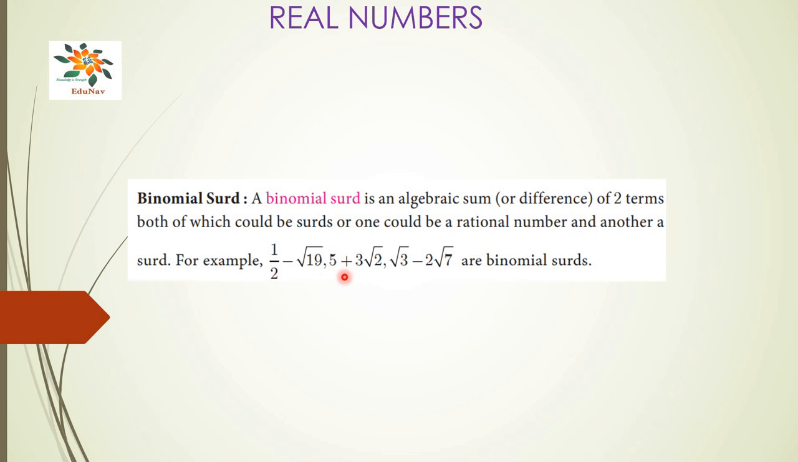Coming to the next example, 5 plus 3 root 2. Here we have two terms. 5 is a rational number, whereas 3 root 2 is a surd. The third example, root 3 minus 2 root 7. Here root 3 is a surd and 2 root 7 is also a surd, but here we have a difference of two terms. So like this, when we have a surd which is an algebraic sum or difference of two terms, both of which could be surds, or one could be a rational number and the other a surd, such examples are known as binomial surds.